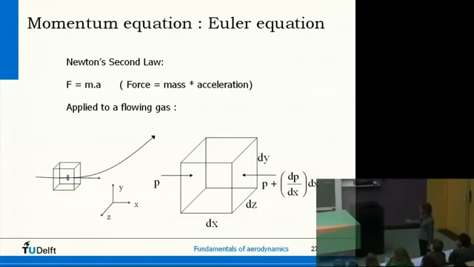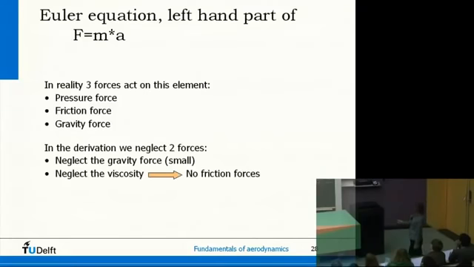Then I take pressure forces in that direction as positive. So this one is P, and that one is minus (P plus dP). So let's look at the left-hand side of F equals m times a, so forces. Now indeed we have pressure forces, friction and gravity. We neglect gravity, small. We neglect viscosity, friction forces, so we only look at this pressure force.